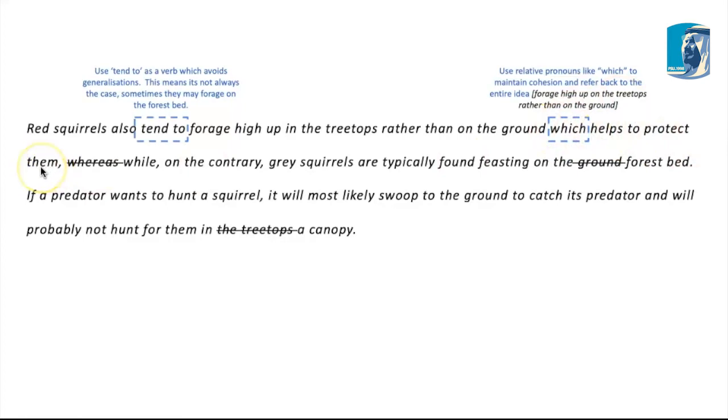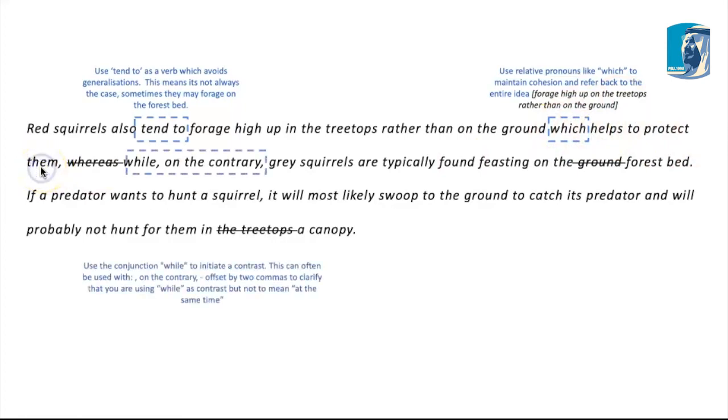Who is "them"? Again, this is language which refers back to red squirrels. And then I've crossed out "whereas" because somewhere before I've used this word, so I'd rather use some different language of comparison or contrast. So "while, on the contrary". The word "while" initiates this contrast. It tells the reader, yeah, she's about to bring a contrast, or he's about to bring a contrast. And this can often be used with this construction, comma, on the contrary, comma.